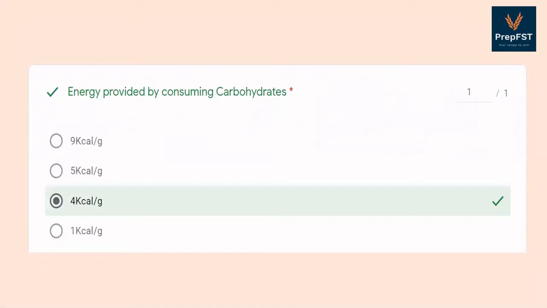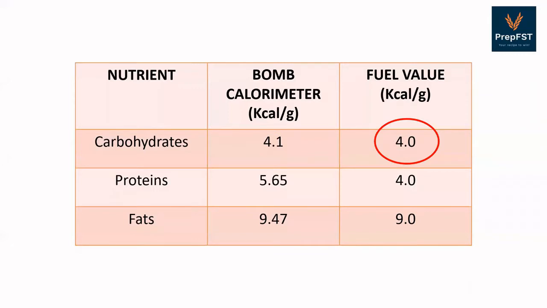Question number 1 asks for energy provided by consuming carbohydrates. The answer is 4 kilocalories per gram. In the given table, I've listed the three macromolecules that are carbohydrates, proteins, and fats, and their corresponding energy values in kilocalories per gram according to bomb calorimeter, as well as their fuel values. So, as per the table, the fuel value of carbohydrates is 4.